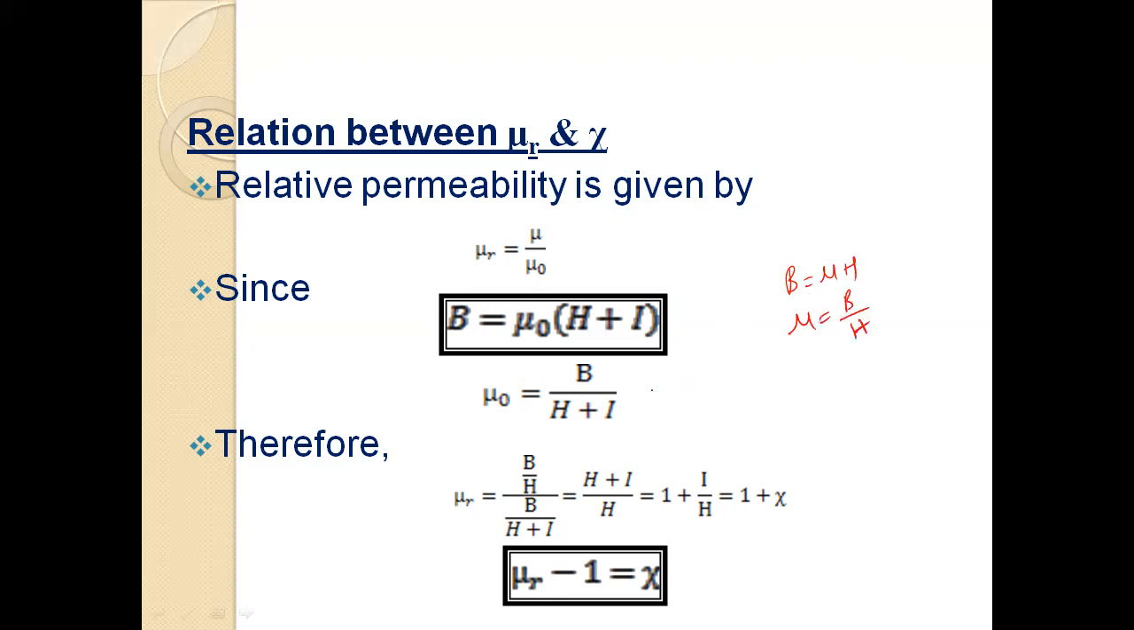So using these two, mu naught and mu, just substituting them in the relative permeability formula, B will cancel out. So H plus I by H, which is H by H is 1, plus I by H. That is equal to 1 plus I by H, which is nothing but susceptibility. So mu r is equal to 1 plus xi, or xi is equal to mu r minus 1. This is the relation between relative permeability and susceptibility.